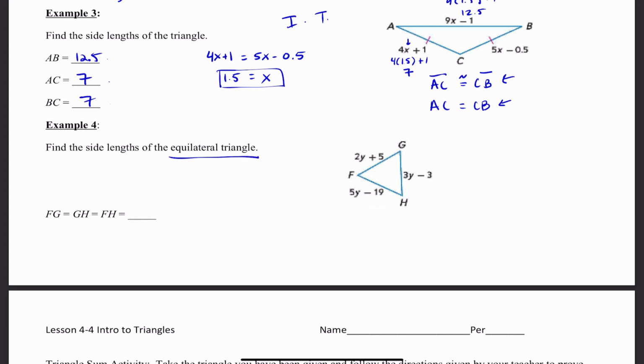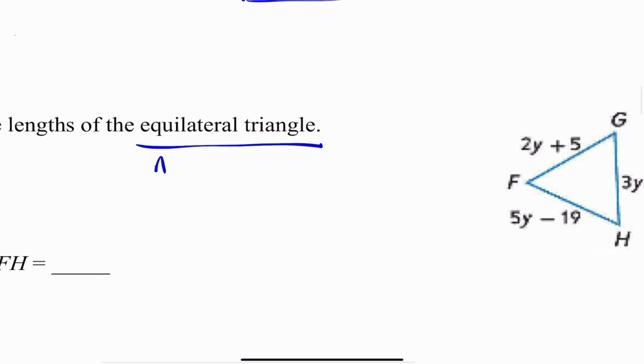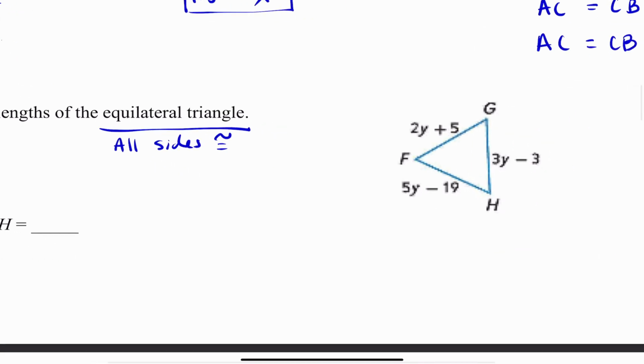And that means that all sides are congruent. So since this is an equilateral triangle, this and this are congruent. And I can go ahead and set up my equation.